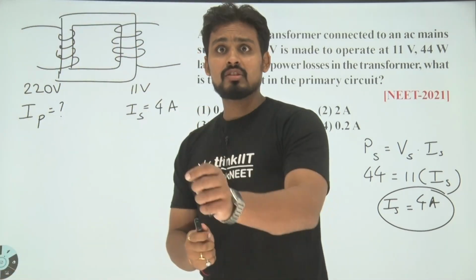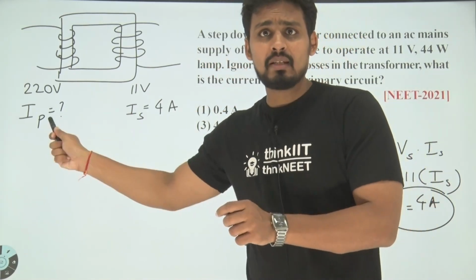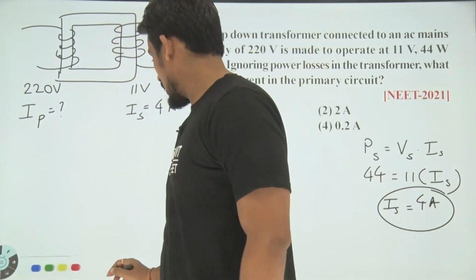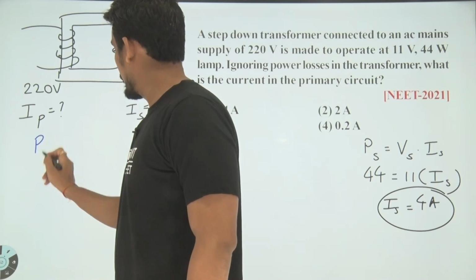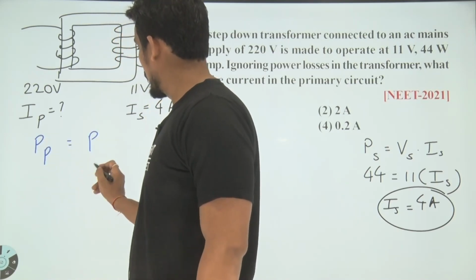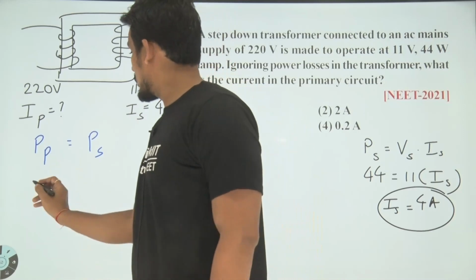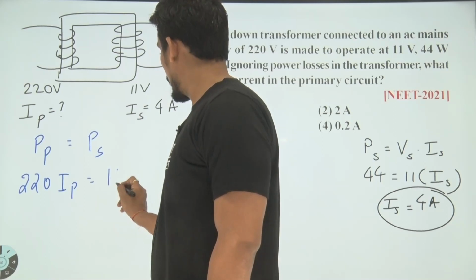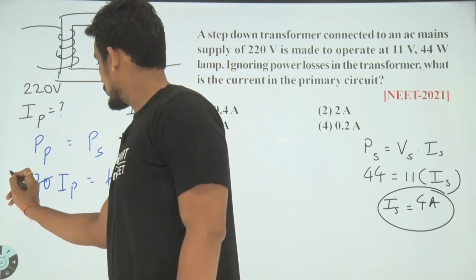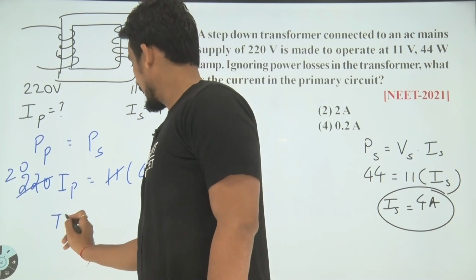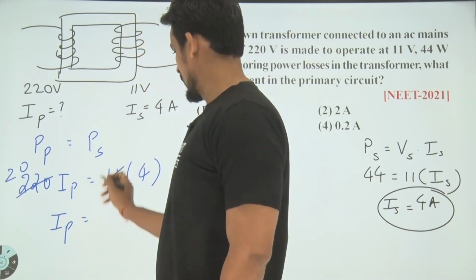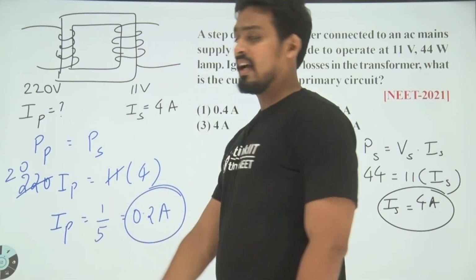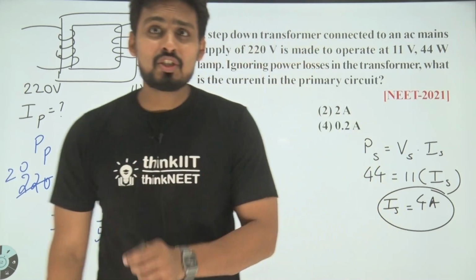Now, can I say, because there is no power loss, the initial power given in the primary circuit must be equal to the secondary power taken out from the circuit. So, shall I write down that power in primary is equal to power in secondary? Correct or not? So, this is equal to 220 into current in primary is equal to 11 into 4. Cancel out these values, you will get 20 over here, and current in primary would be equal to 1 by 5, which is equal to 0.2 ampere. So the final answer for this particular question becomes 0.2 ampere.